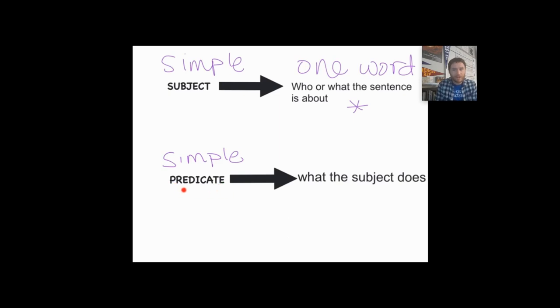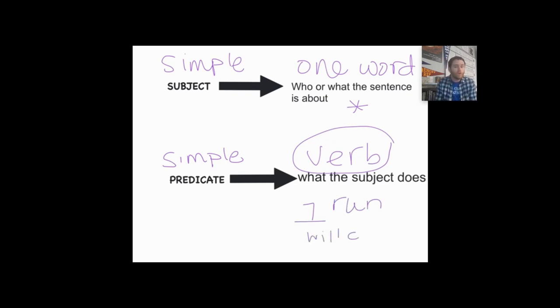Okay, simple predicate. Remember, the simple predicate is what the subject does. So what word could we use to describe? Well, we could use the verb, okay? Doing action verbs, and the most common verb in the English language is, okay? Past tense was or were. Usually it's one word, like I could say run, my dog runs.